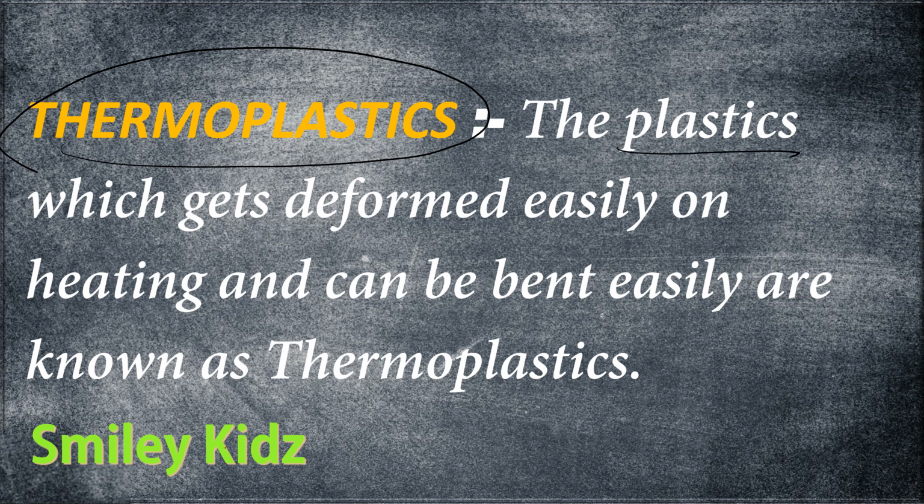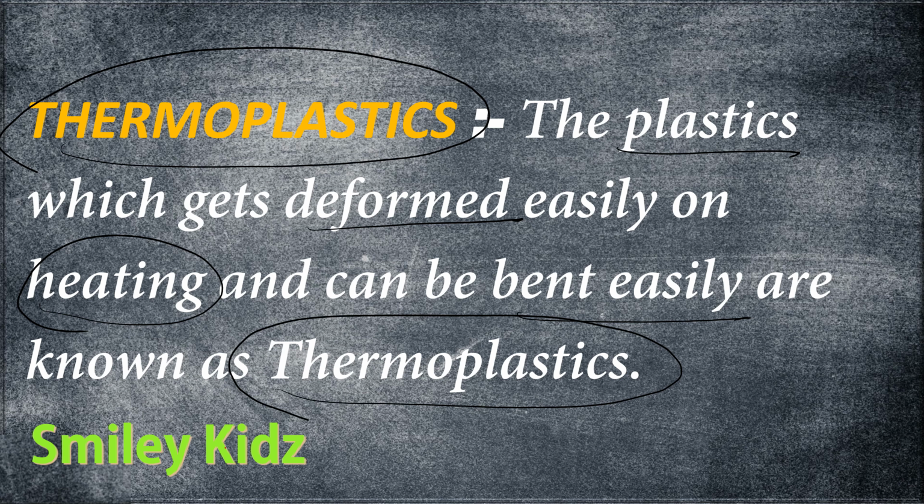Thermoplastics. The plastics which get deformed easily on heating and can be bent easily are known as thermoplastics. Examples of thermoplastics are polythene and PVC. The full form of PVC is polyvinyl chloride. These are used for manufacturing toys, combs and various types of containers.